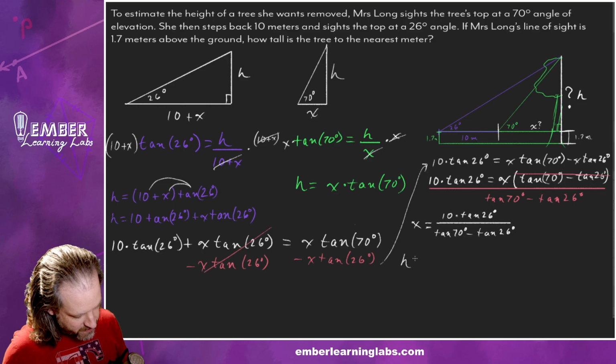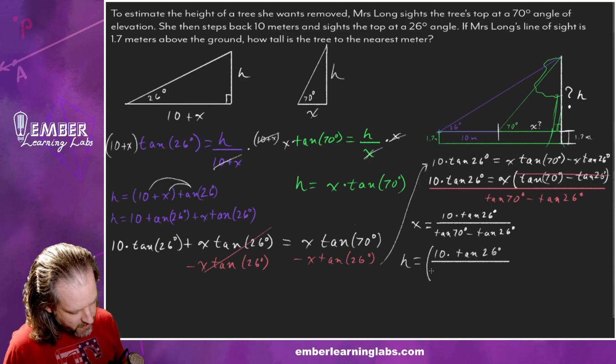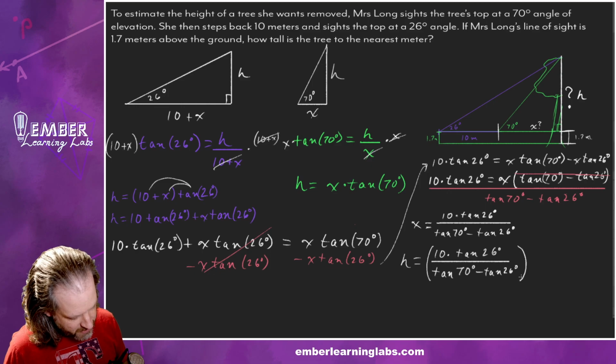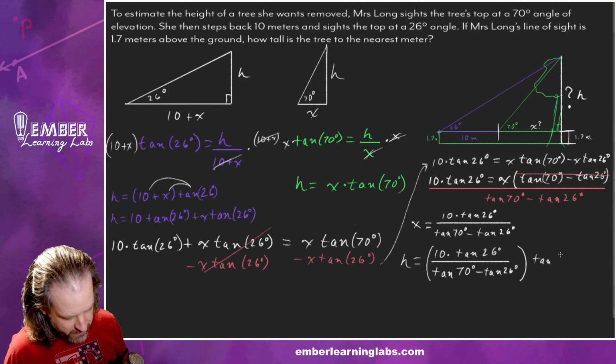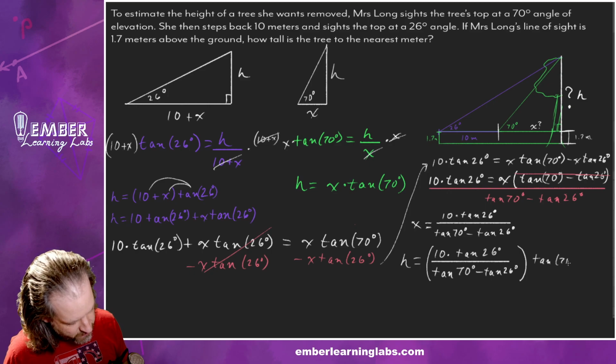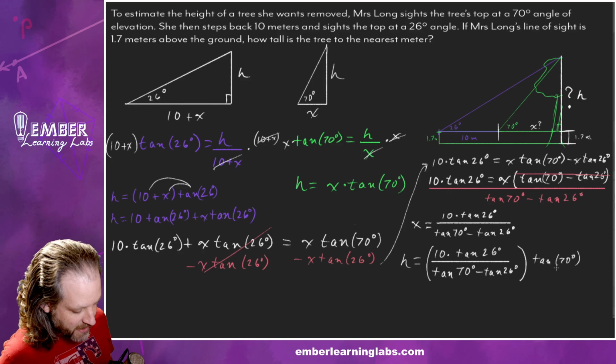So h equals all of this, 10 times the tangent of 26 degrees over the tangent of 70 degrees minus the tangent of 26 degrees, times the tangent of 70 degrees. And that's just plugging all of this in right here. That's all we're doing. Now we're going to start punching stuff in the calculator.